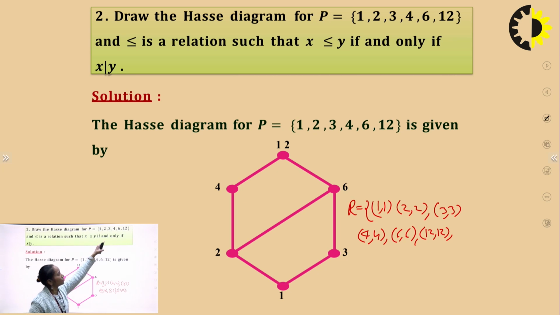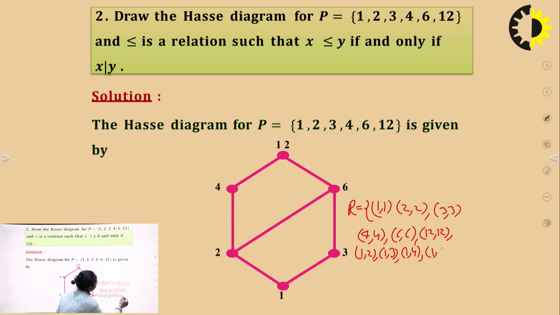Next, the relationship is divisibility. Then 1, 2, since 1 can divide 2. Then 1, 2, 1, 3, 1, 4, 1, 6, and 1, 12. Next, can we consider 2, 3? No, because 2 will not divide 3. 2, 4, yes. Then 2, 6, yes. Next, 2, 12.